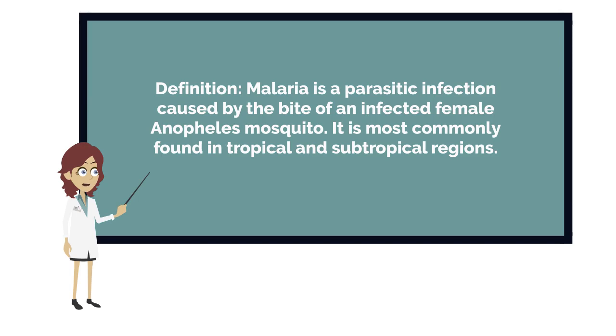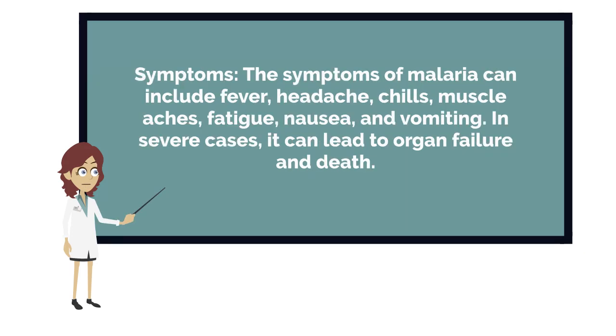Definition: malaria is a parasitic infection caused by the bite of an infected female Anopheles mosquito. It is most commonly found in tropical and subtropical regions. Symptoms: the symptoms of malaria can include fever, headache, chills, muscle aches, fatigue, nausea, and vomiting. In severe cases, it can lead to organ failure and death.